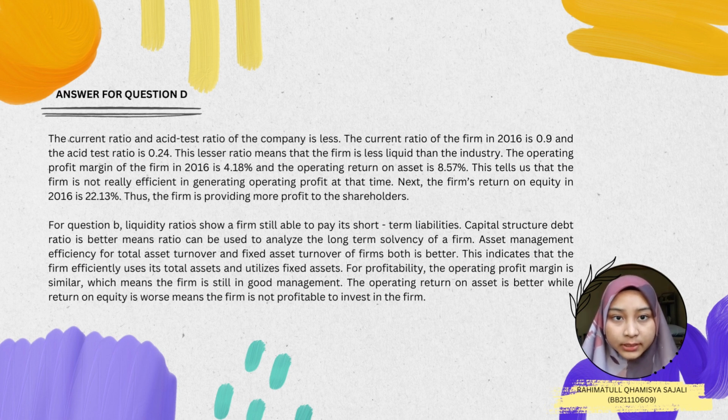For profitability, the operating profit margin is similar, means firm still in a good management. The operating return on asset is better, while return on equity is worse, means firm is not profitable to invest in. That's all from us.